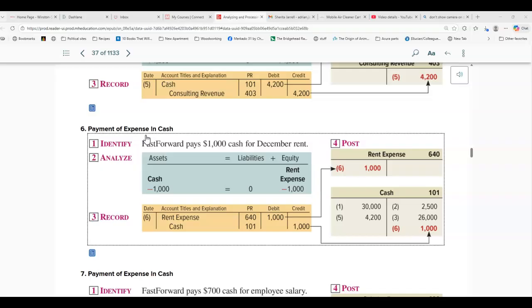We paid $1,000 for rent. Cash went down and expenses went up, but equity is decreased by that. So we're going to debit rent expense. Remember, expense accounts are debited as they increase, which decreases equity. So rent expense is debited for $1,000. Account number 640 is entered in the posting reference column in the journal, and the date, or in this case entry number, is entered in the general ledger account. Cash is credited for $1,000, and here you can see it in the cash account with the posting references.